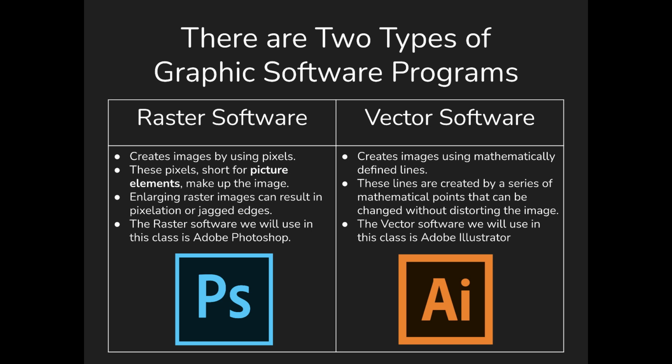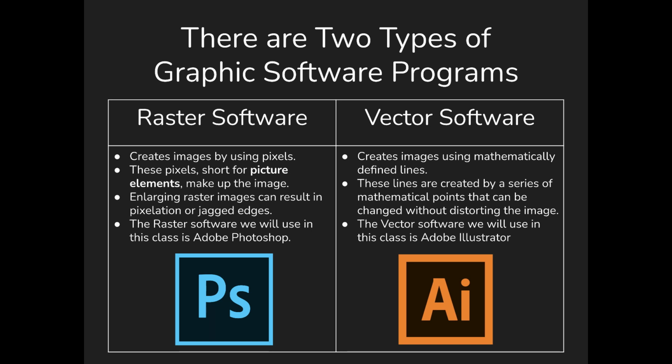So there are two types of graphic software programs. You have raster software, and then you have vector software. Now, raster software creates images by using pixels. These pixels are short for picture elements, and they make up the image. Enlarging raster images can result in pixelation or jagged images. And the raster software we will be using in this class is Adobe Photoshop, and we may also be using a free version called Photopea.